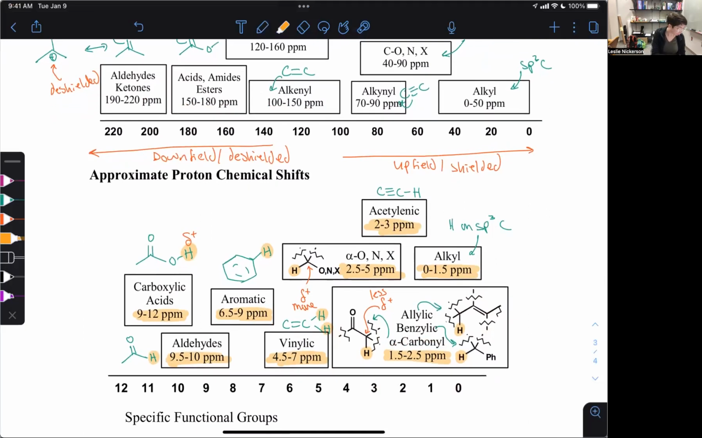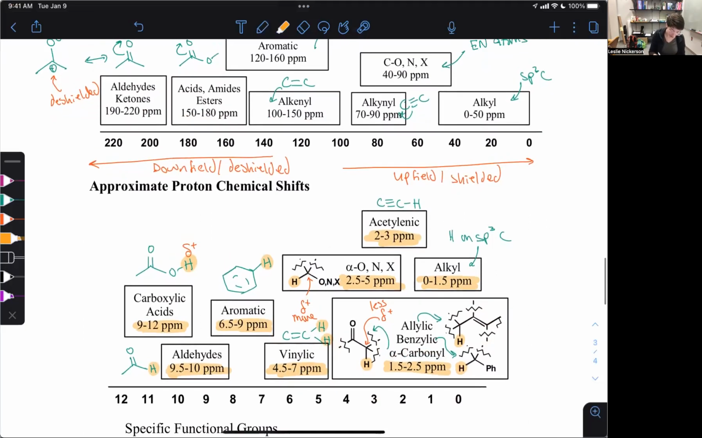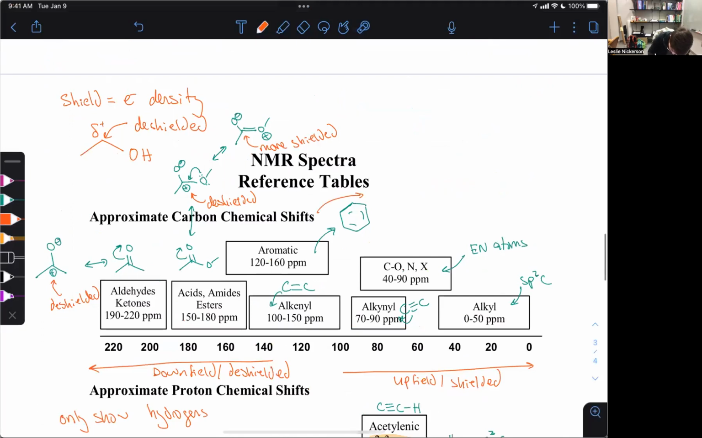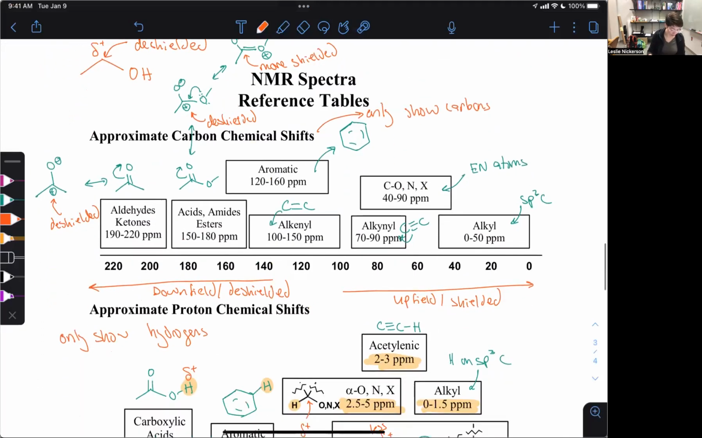Okay, so just a reminder, this is going to only show hydrogens. And this is going to only show carbons. Okay, and again, we're looking for those unique carbon and proton environments.